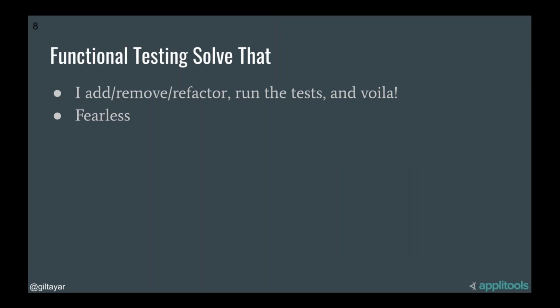And functional testing solves that. What I do is, I write the tests that cover all my app, and then I add, remove, refactor my code, run the tests, and voila, I know whether I broke something or not, and can immediately fix it while I'm writing the code and not 10 days later when somebody finds the bug. It makes me fearless. It's almost a superpower. Writing tests makes me a super coder. That is how I feel about functional testing, and that is great.